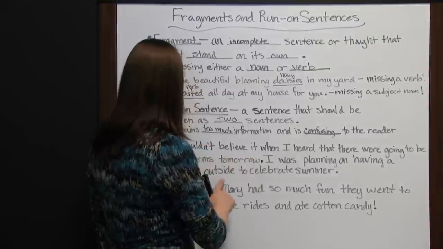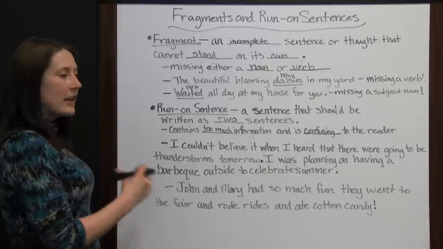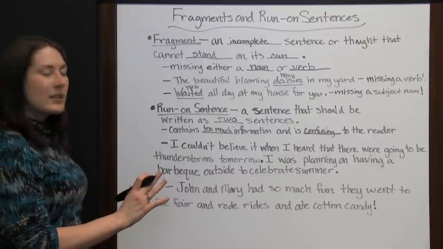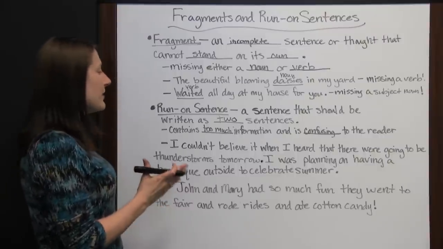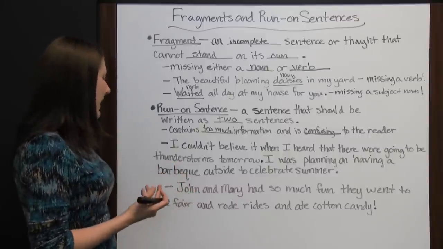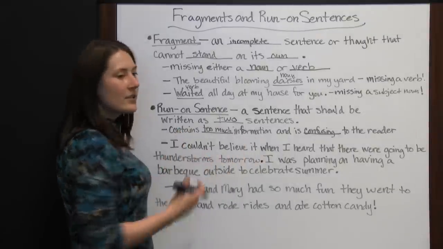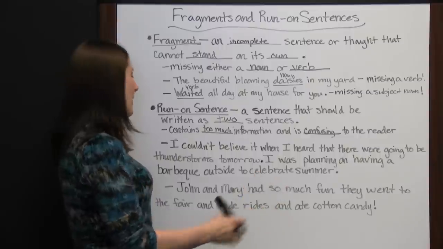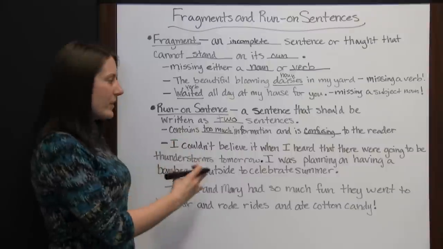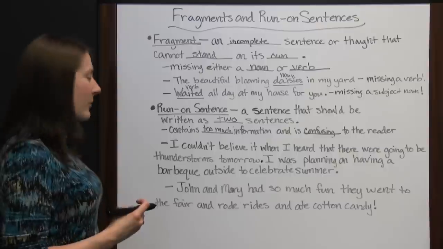I was planning on having a barbecue outside to celebrate summer. Now we have two complete sentences. They're separate, it's not too much information in each sentence, and it's not going to be confusing to the reader. I couldn't believe it when I heard that there were going to be thunderstorms tomorrow. I was planning on having a barbecue outside to celebrate summer. So now, it's not so confusing. It doesn't just run on and on and on. We didn't have so many subjects and so many verbs in one sentence. Now we've separated it out and made it easier for the reader to understand right away.